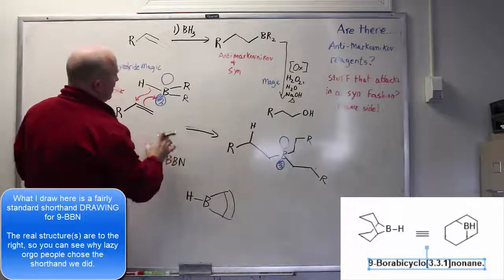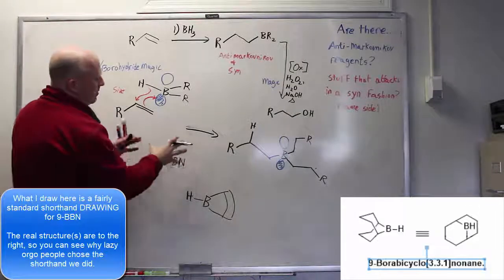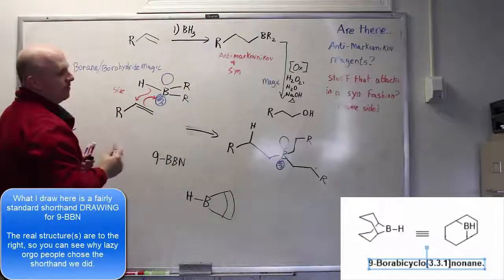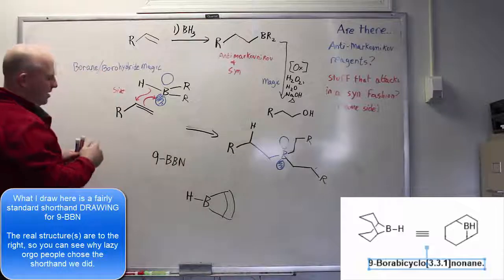Really, if you're using a reagent that's other than BH3, what you're doing is making one end of the boron really, really big so that you get more selectivity in the first place. Hydroboration, oxidation, 2-step sequence.